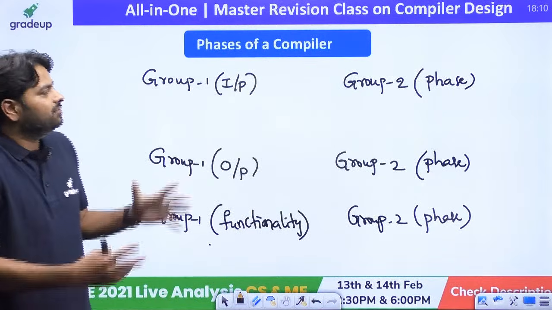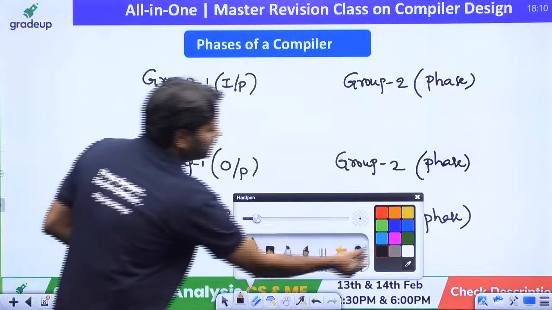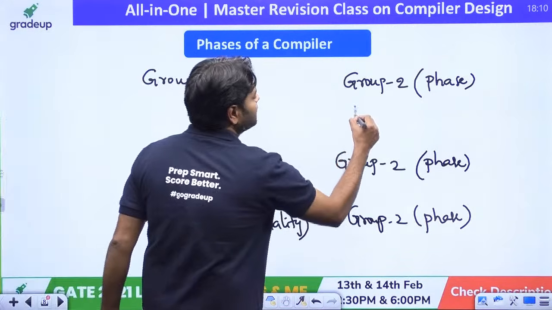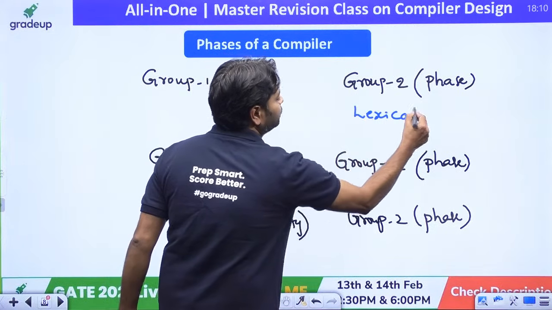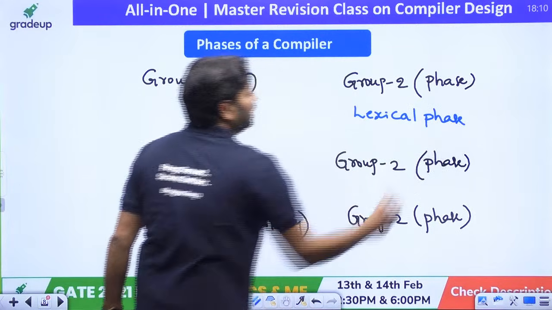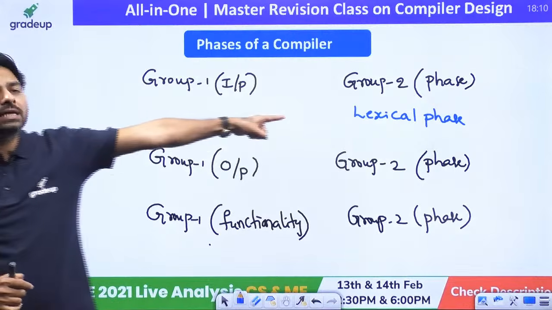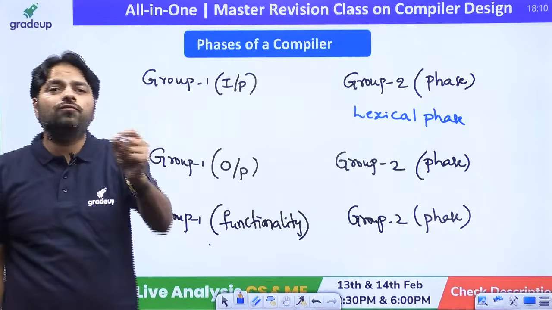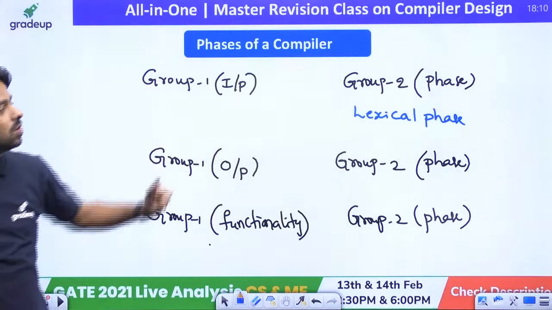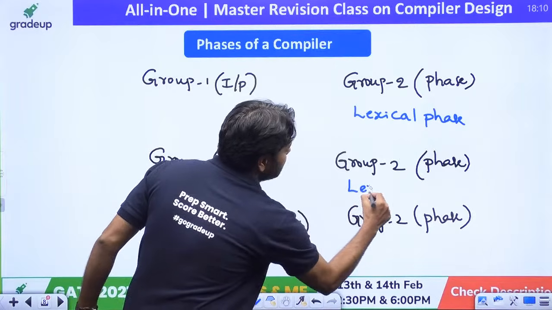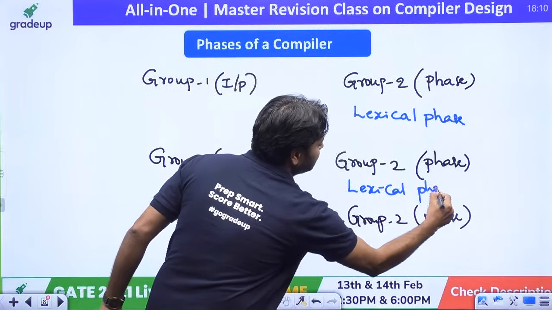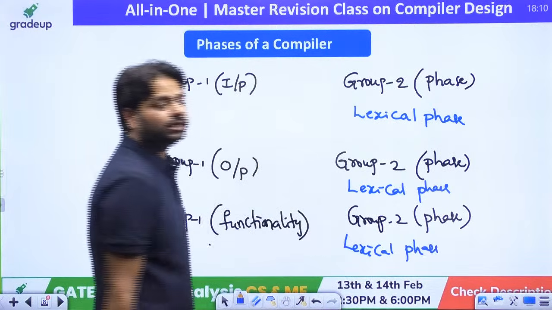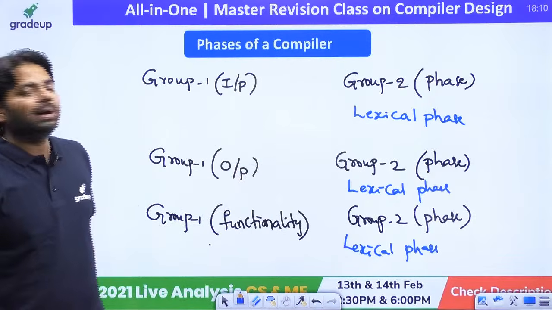Suppose I give one example, guys, so that you will have an idea what I'm trying to talk about. Suppose I want, let's say, lexical analysis in group 2. What could be the input to that lexical phase? You should be very careful, because there will be an input, an output, and also a functionality. Yes or no? There are 3 things for the same lexical phase. Depending on the question, the match is going to change.